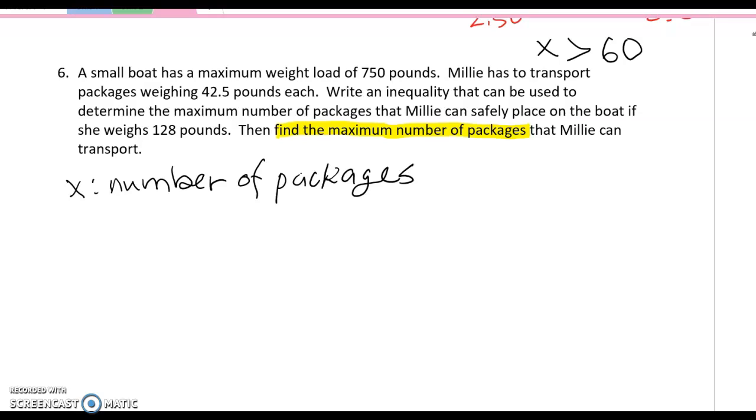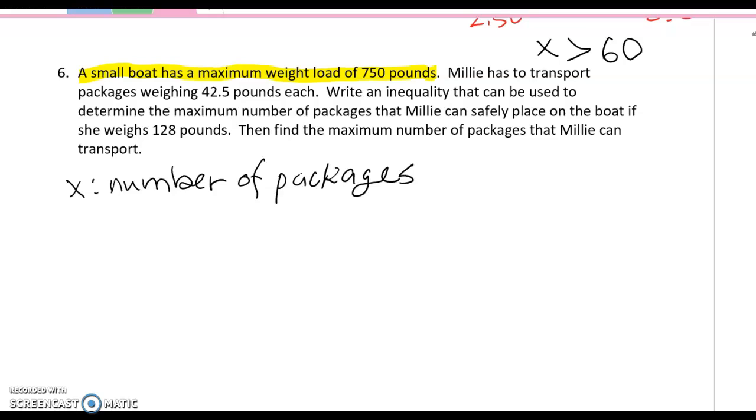Okay, so we're being asked to find the number of packages. So we're going to let x represent that. X represents the number of packages. So we're looking for a place where we can write an inequality. Here we have a small boat that can hold a maximum weight of 750 pounds.